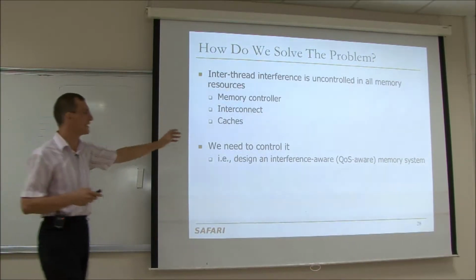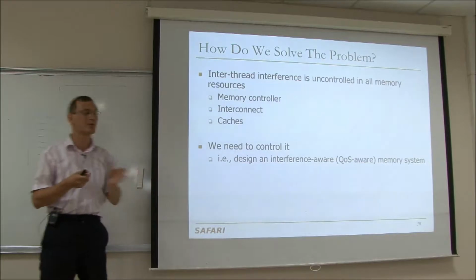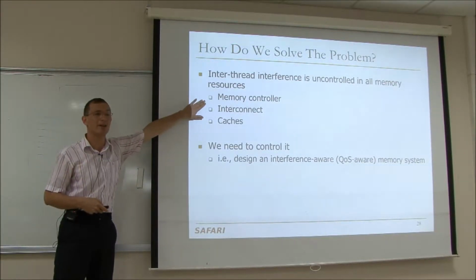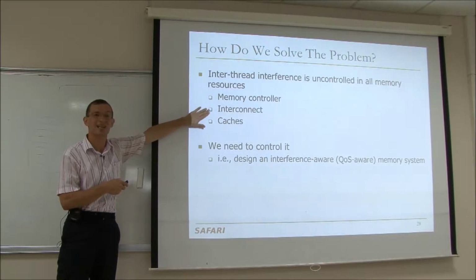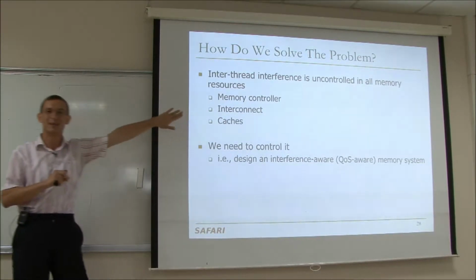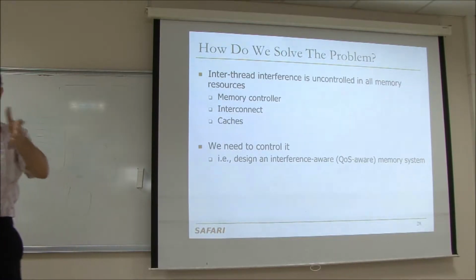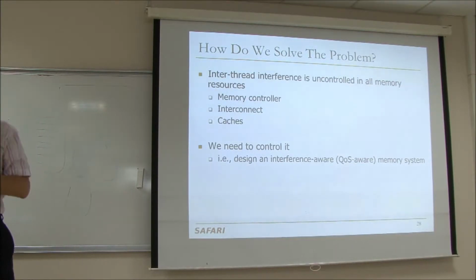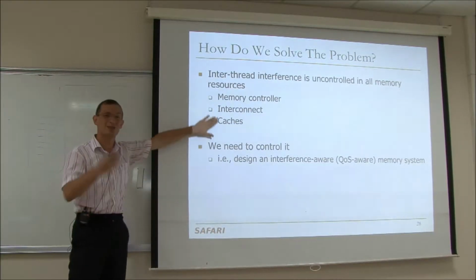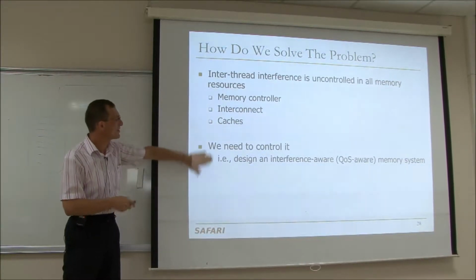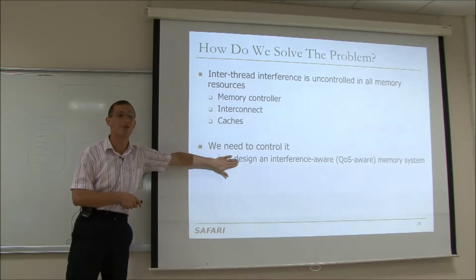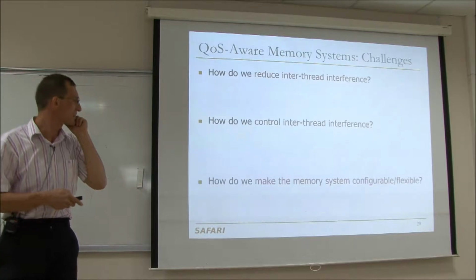We don't want any of those issues. We want to build a controllable system. The problem is inter-thread interference is uncontrolled in all memory resources: memory controller, interconnect, and caches. We've looked at solving the problem for caches a little bit. In fact, I've told you about utility-based cache partitioning, which Moin came up with. He didn't talk about it today, but that actually spurred a lot of work in the area. Basically, we need to control it. In other words, we need to design an interference-aware or quality-of-service-aware memory system.